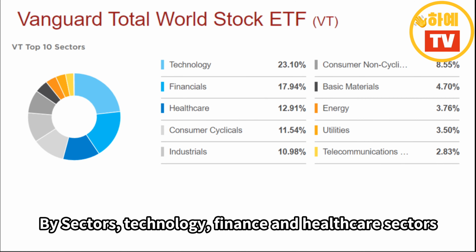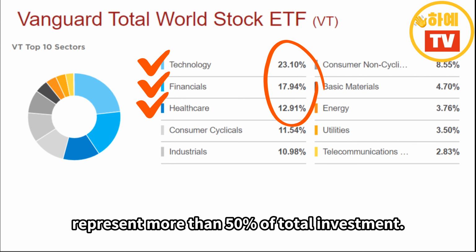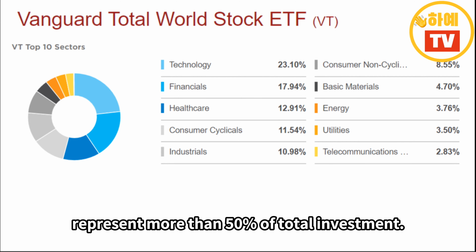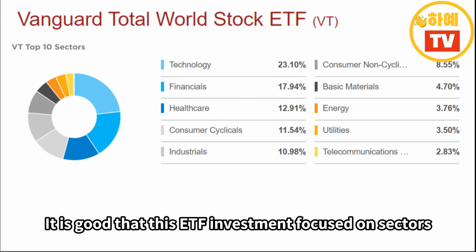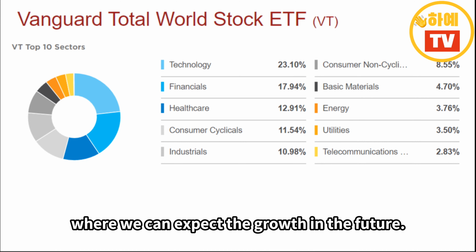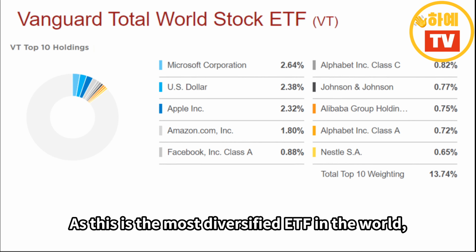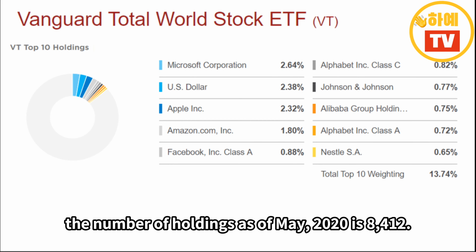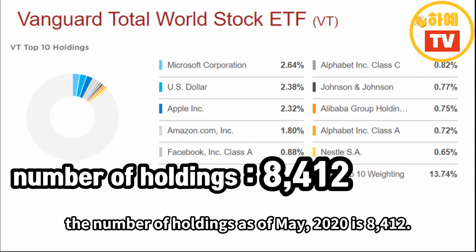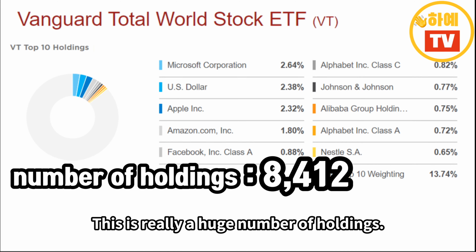By sectors, technology, finance, and healthcare represent more than 50% of total investment. It is good that this ETF's investment is focused on sectors where we can expect growth in the future. As this is the most diversified ETF in the world, the number of holdings as of May 2020 is 8,412. This is really a huge number of holdings.